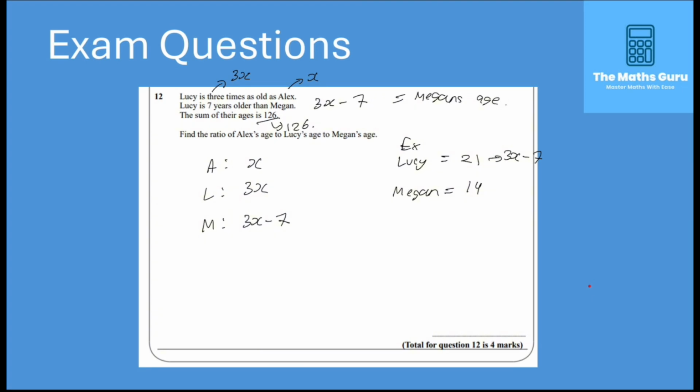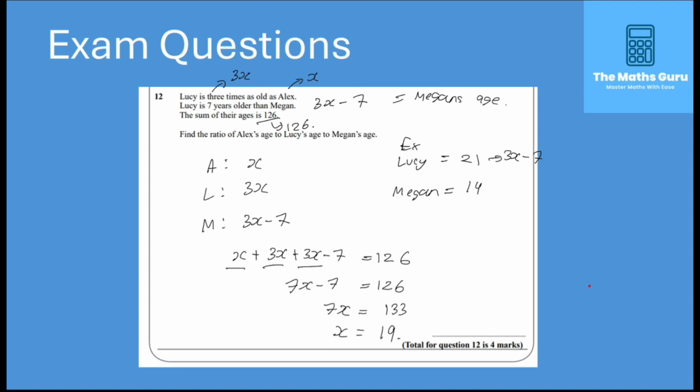Then we can form an equation by saying x plus 3x minus 7 is equal to 126. Then we collect like terms once again. 3x plus 3x is 6x plus x is 7x. 7x minus 7 is equal to 126. We want to get the numbers on the same side and we want to get the letters on the same side. So we want to move this 7 across. It's minusing on this side, so we add it on this side. So 7x is equal to 126 plus 7, which is equal to 133. We want to divide through by 7 and get x equal to 19.